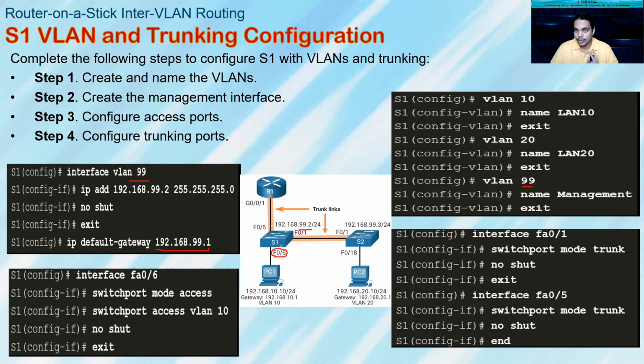On S1, I need to configure 2 ports as trunk because I have the F0/5 port which connects R1 and the F0/1 port which connects S2. So let me start with F0/1. I need to simply put in interface F0/1, switchport mode trunk, no shutdown. And then F0/5, switchport mode trunk, no shutdown. So this is how you set it up on S1.